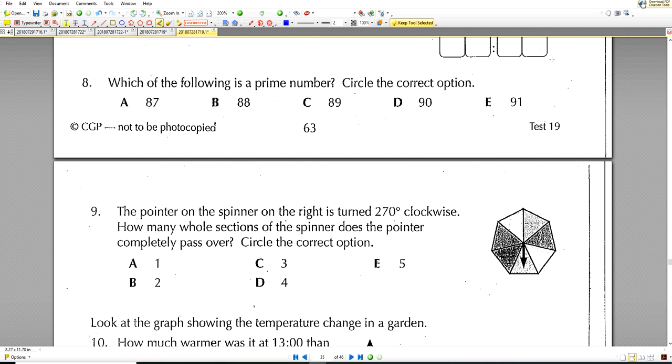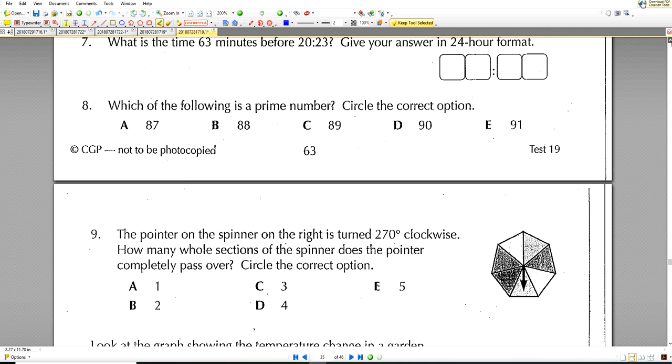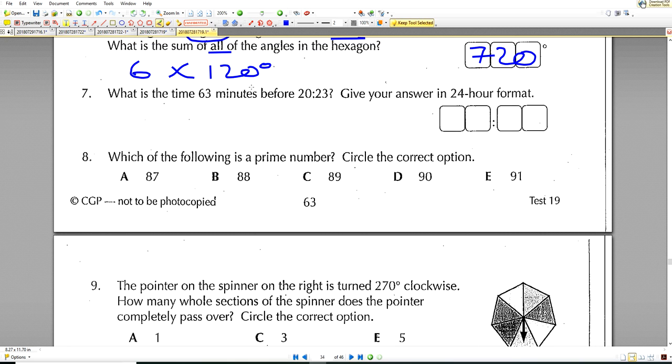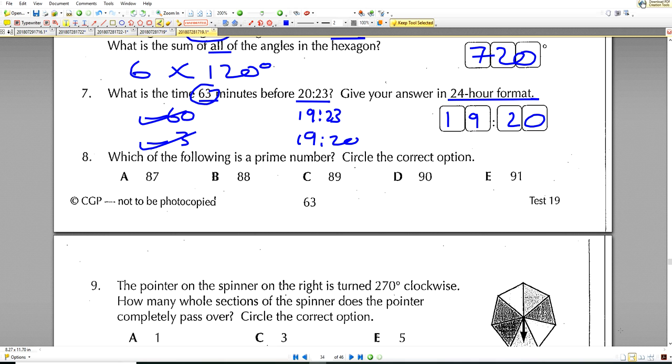Okay, let's make it a little bit bigger so we can see better in the video. Okay, that's lovely. What is the time 63 minutes before 2023? And give the answer in 24-hour clock. Now, if you're going to minus 63 minutes from 2023, we could minus 60 minutes first and then minus 3 minutes afterwards. 2023 minus an hour will give you 1923. So I've done that part. Now I've got to minus another 3 minutes, and that will give you 1920. And that question's done. So break the question down into smaller pieces.